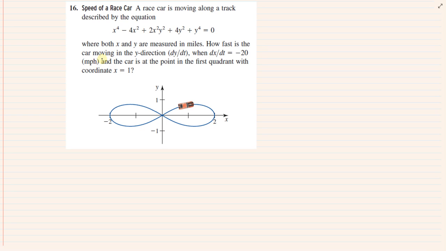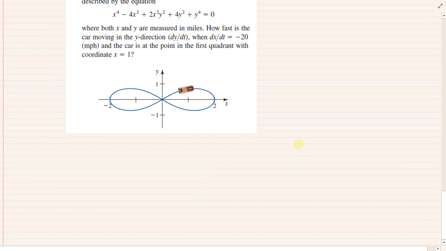So we want to know what the change or displacement of the car is. That's what dy dt is, right? Because it's the change in the y direction per unit of time. So that's what it says. Find the speed. How fast is the car moving along that? The car is at a point in the first quadrant with coordinate x equal to 1. So right in here, we want to know at that point what's the speed of that automobile in that direction. So let's proceed with our differentiation.